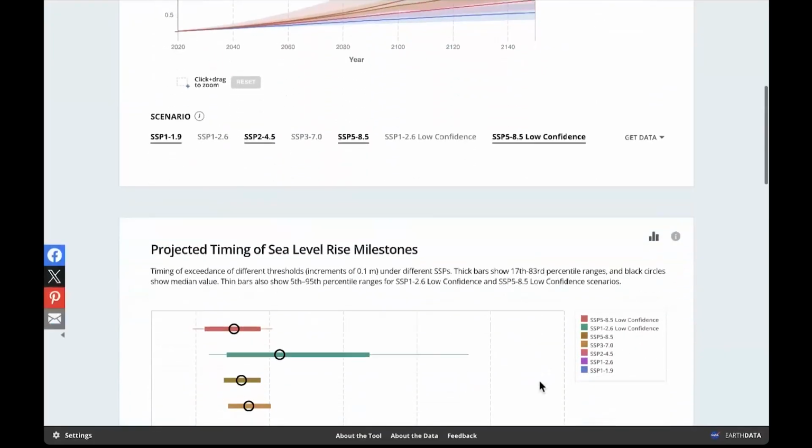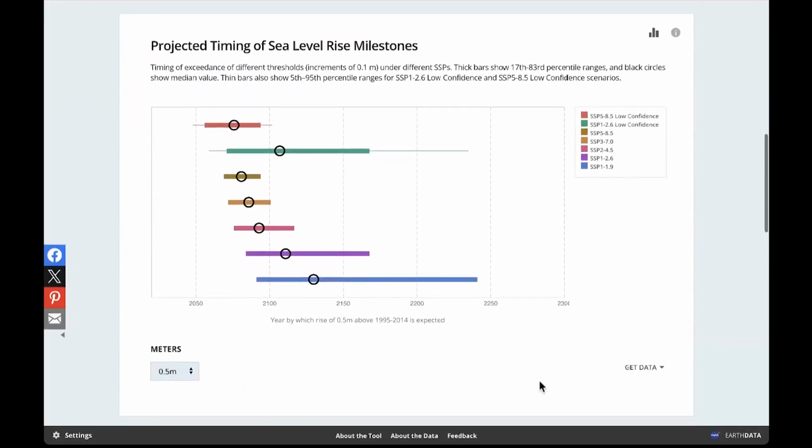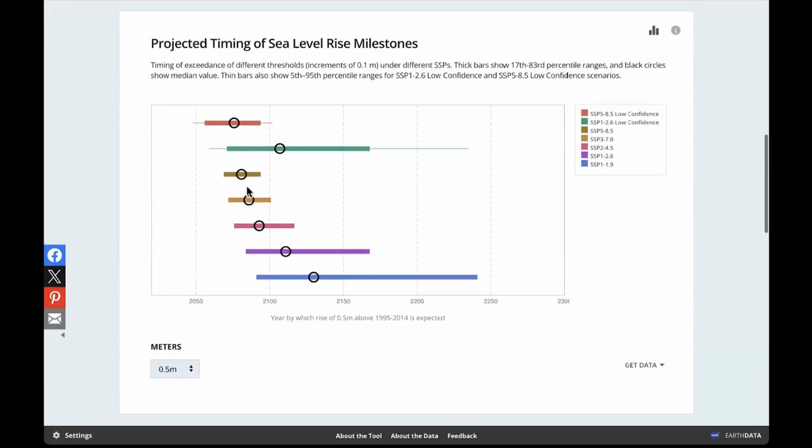Scroll down a little further, and you can see the timing of sea level rise milestones. These are for those 5 emission scenarios. SSP1-1.9, which is about a 1.5 degree scenario. SSP1-2.6, which we focused on in the talk as a low emission scenario. SSP2-4.5, SSP3-7.0, that was the high emissions in the talk, and then SSP5-8.5. All of these bars are only considering medium or high confidence processes. These two, for SSP1-2.6 and SSP5-8.5, consider the additional contribution of low confidence processes.